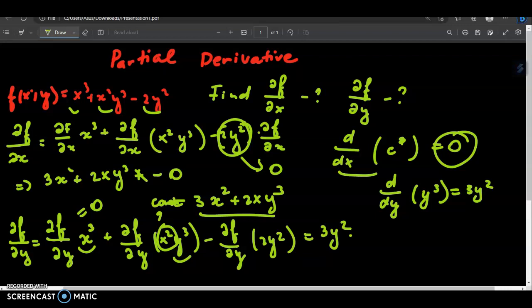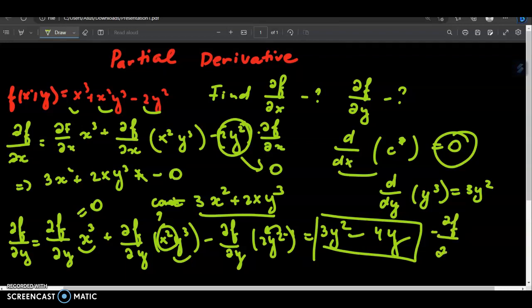So 0 plus 3y squared, it's 3y squared, and for the minus term, we take the derivative with respect to y. The exponent goes down, it's going to be 4y, and we subtract 1 from the exponent. So the answer is 3y squared minus 4y, and this is ∂f/∂y. The previous result is the answer for ∂f/∂x. So these are our partial derivatives with respect to x and y.